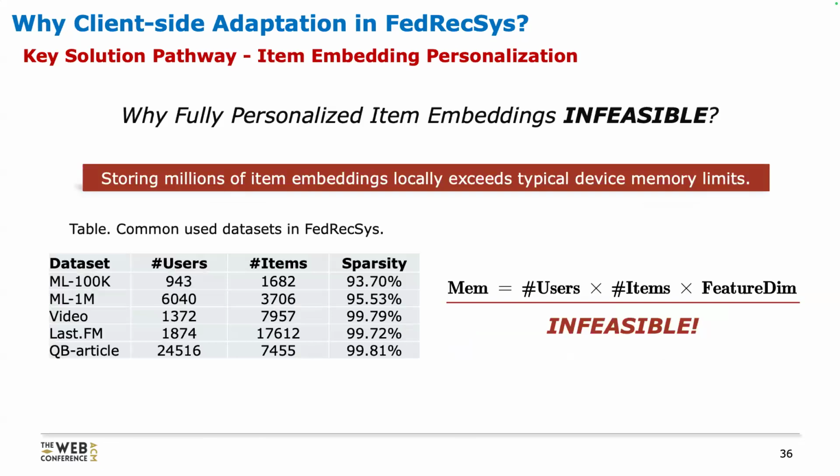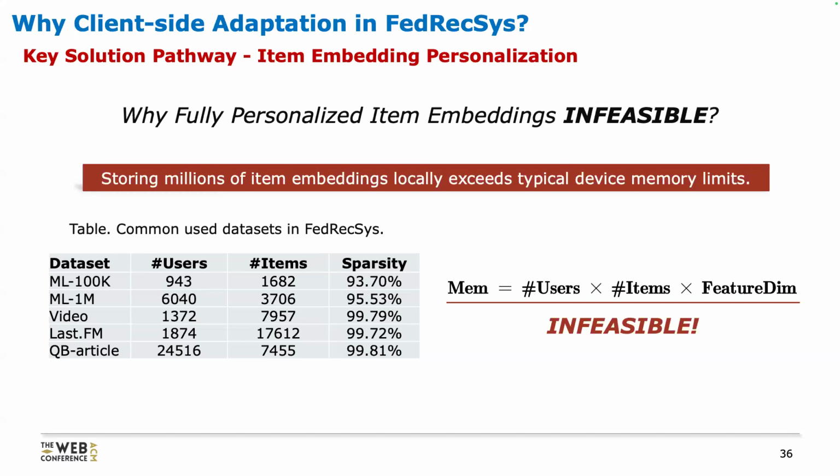But of course, there is no such thing as a free lunch. Federated keeps those custom item embeddings on every client, and that comes with a pretty heavy overhead. That is, giving every client its own vector for each item, which would not fly in practice. If you look at the formula on the right, the required memory is tremendous.